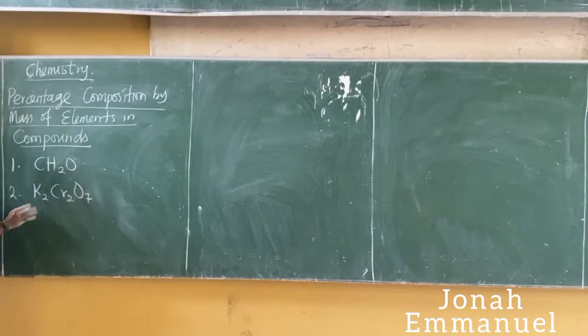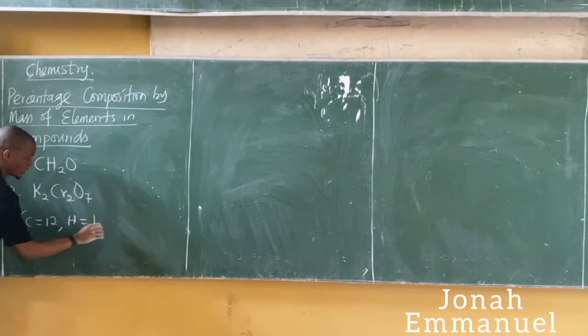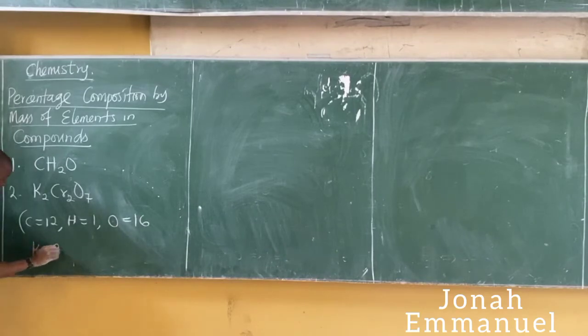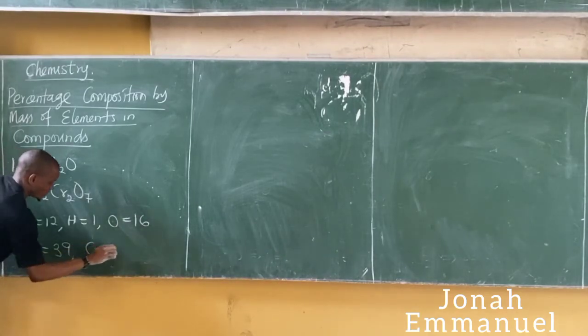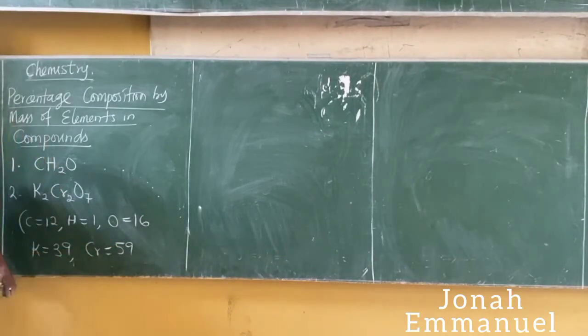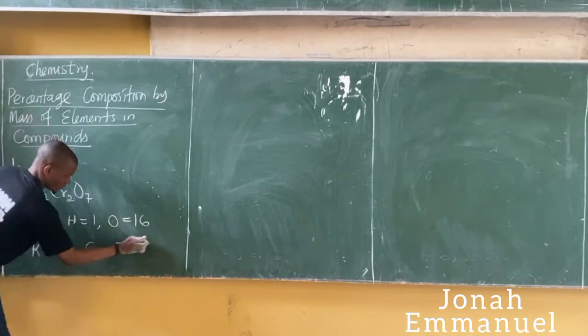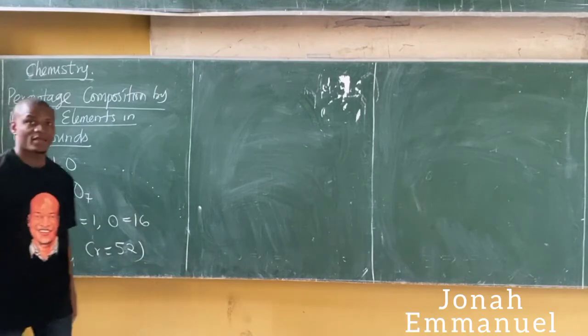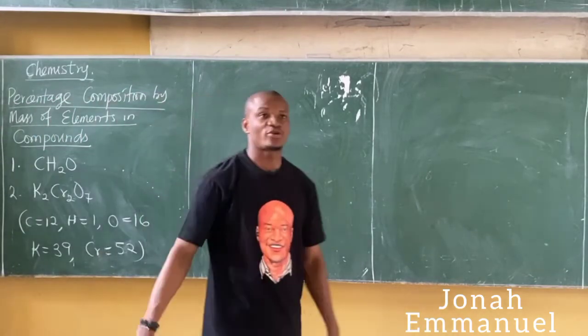Please give me their values. This was 12. This was how many? 1. This was how many there? 16. This was what? 39. This was what there? 59, right? 52. Okay, so 52. I had this. Alright, so look at this example. Since we've done this already, let's get this.